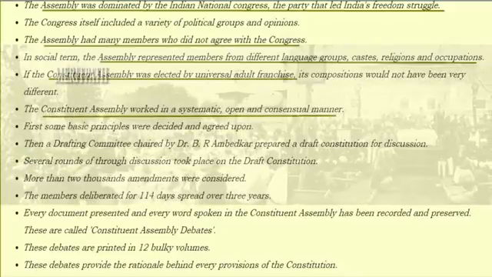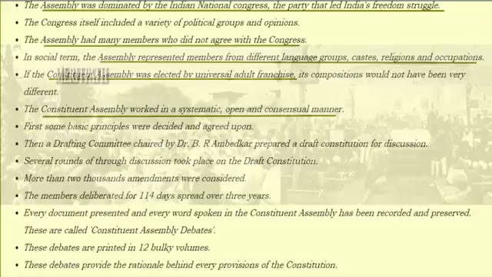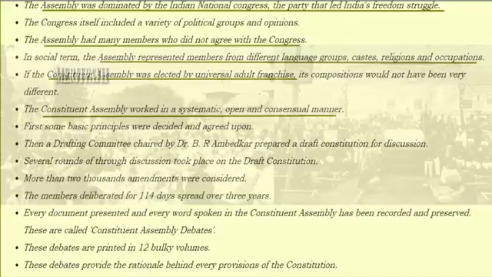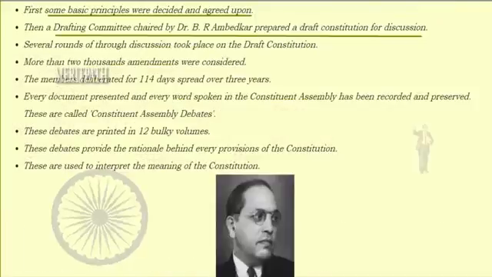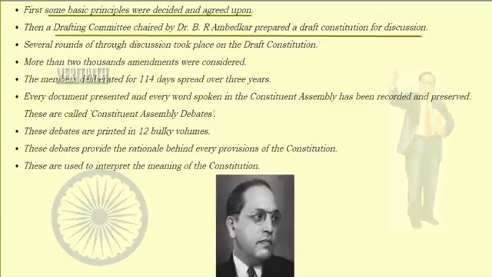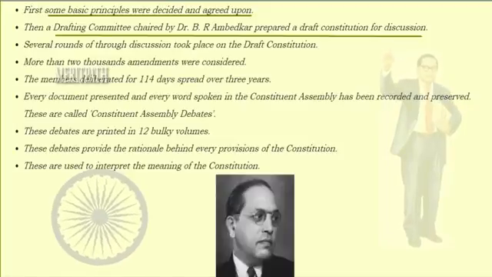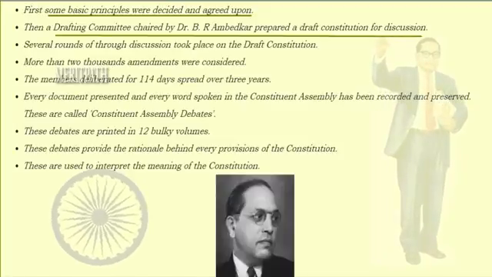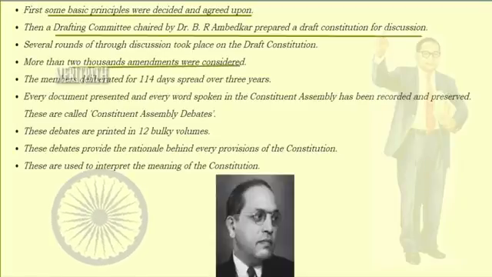This Constituent Assembly was elected by the universal adult franchise, and it worked in a systematic, open, and consensual manner. Basic principles were first agreed and decided. Then a drafting committee headed by Dr. B.R. Ambedkar prepared a draft constitution for discussion. Several rounds of discussion took place. 2000 amendments were considered, and the members spent 140 days and deliberated over 3 years.